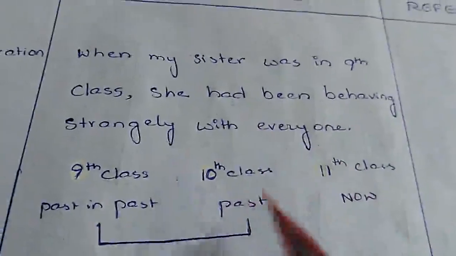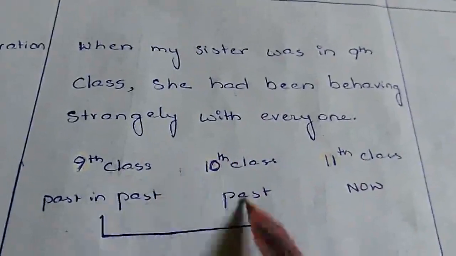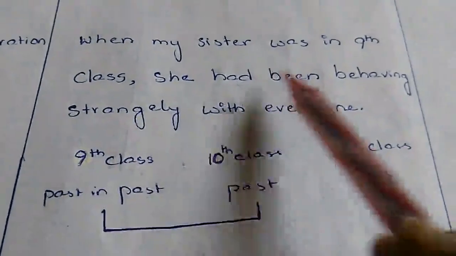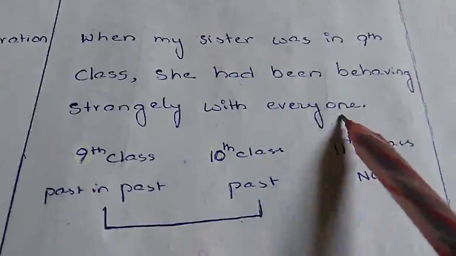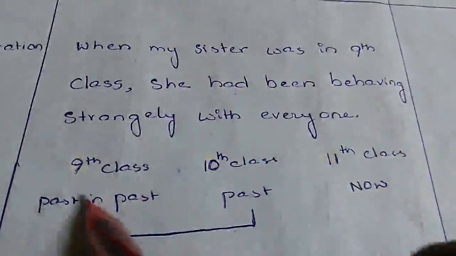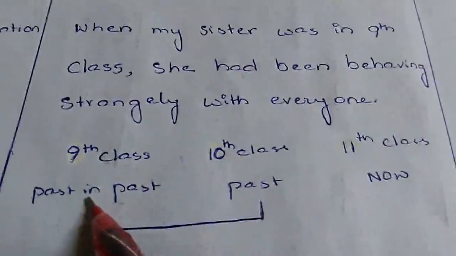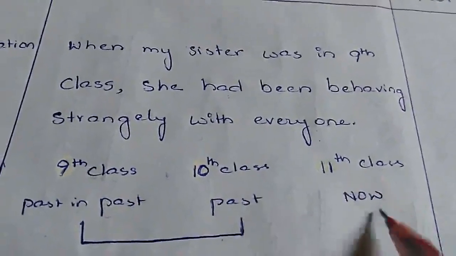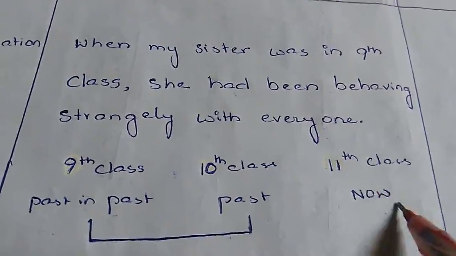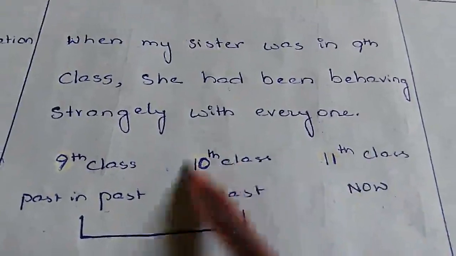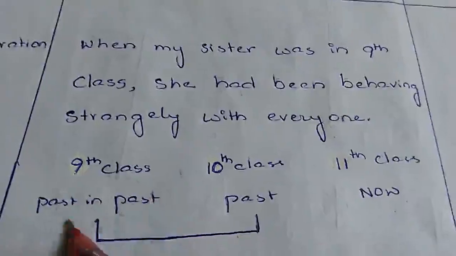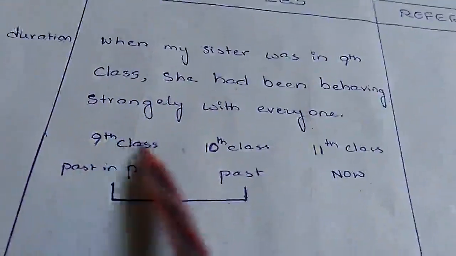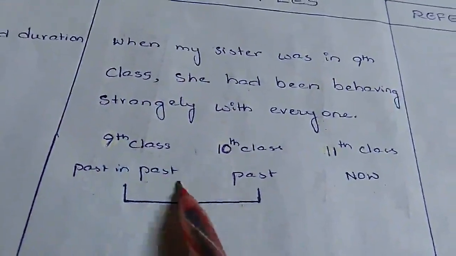That means the whole period she had been behaving strangely with everyone. So ninth class is past in past. 10th is past, and 11th class, at present she is in 11th class. And 10th class, of course, is a past, and 9th class is past in past. That means when my sister was in 9th class, she had been behaving strangely with everyone.